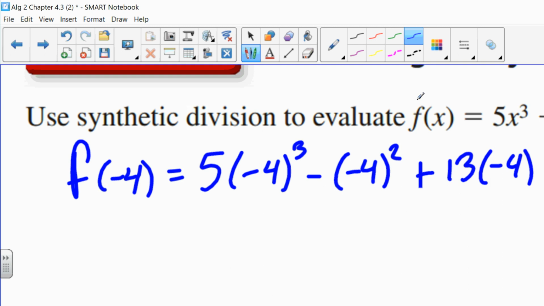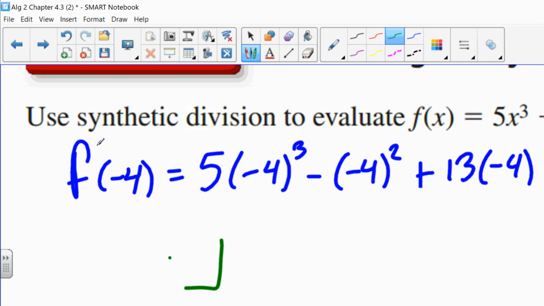I got -359. It might be -359. Yep. -359. Yep. Ah, yes. I put -13 instead of +13. So we get -359. Let's do this with synthetic division.